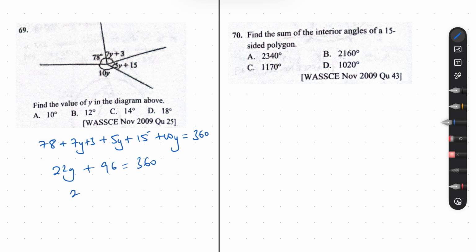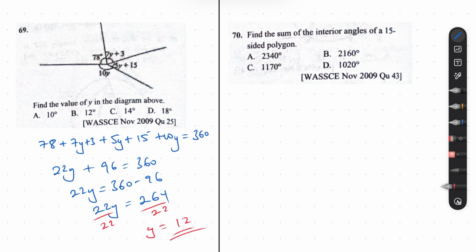So let's group like terms. We have 360 minus 96. 22y should give us 264. So we divide by 22, and we have y equal to 12, which is B.